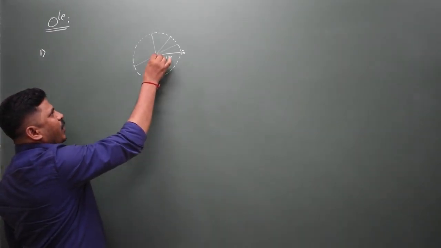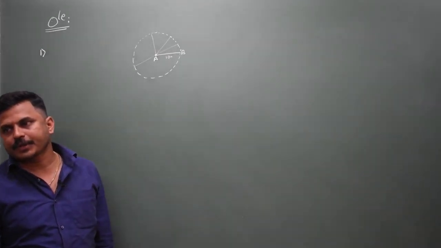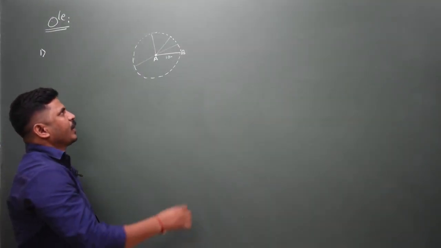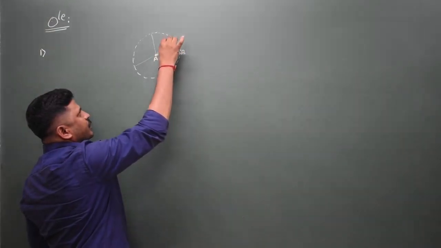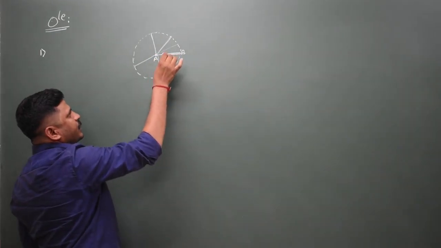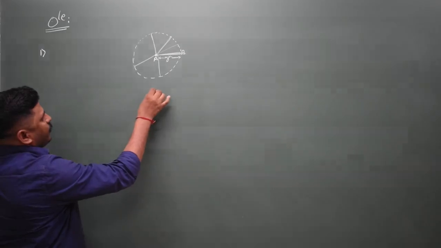That fixed point is called the center of the circle. What do we call the fixed point? We call it the center of the circle. And that fixed distance, the constant distance, that distance is called the radius of the circle.